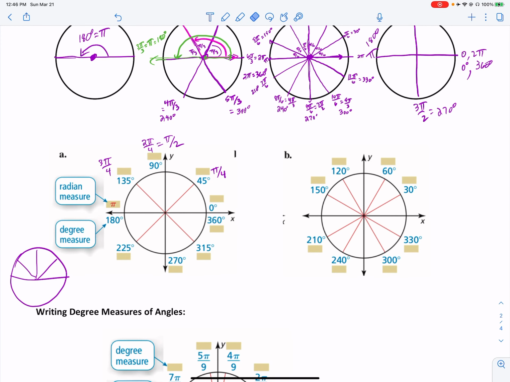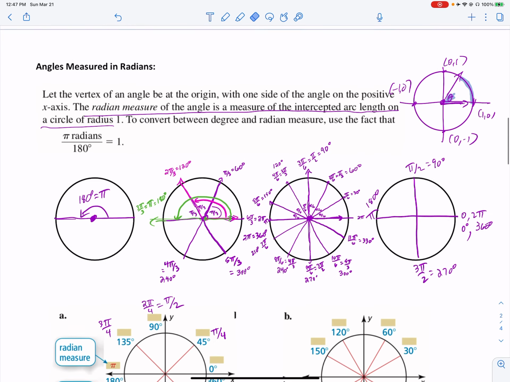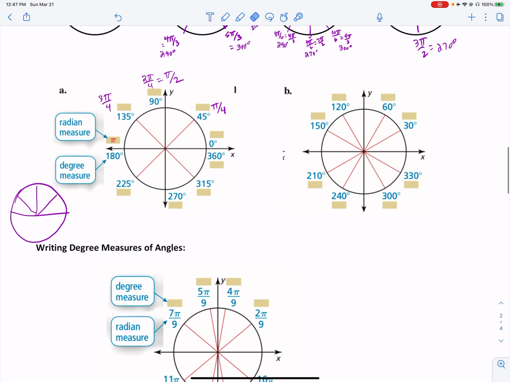Algebra 2 Honors, Part 2 of 9.2. I had a phone call and it cut off my video, so I had to start from where I left off. And so in this angle measured in radians, we were talking about going by 45 degrees, and it would take 4 sets to get to pi.